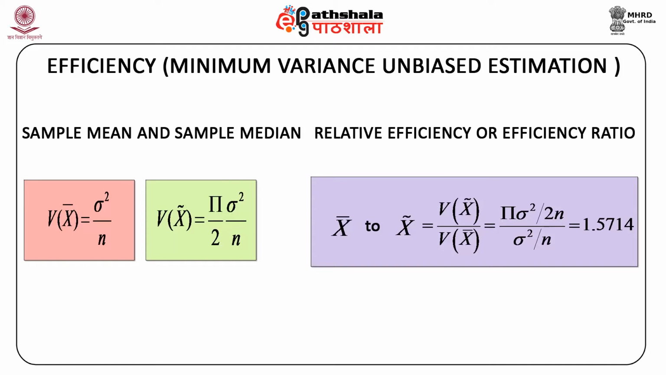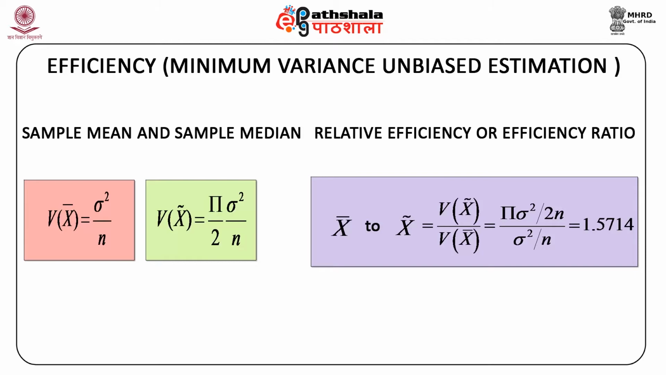Thus, the relative efficiency of x bar to x zeta is equal to variance of x zeta upon variance of x bar, which is equal to pi sigma square by 2n upon sigma square by n, and is equal to 1.5714.